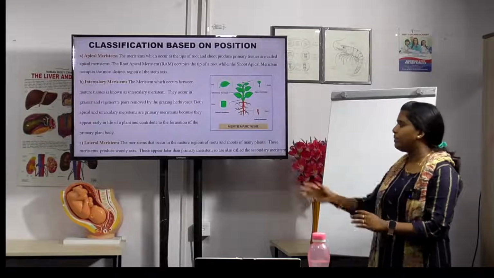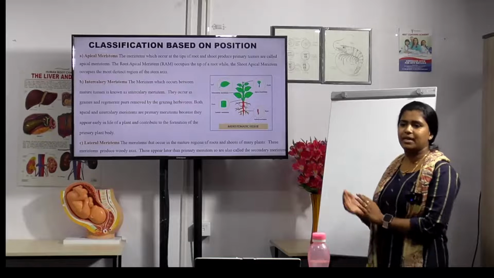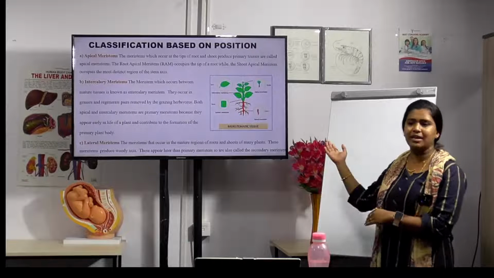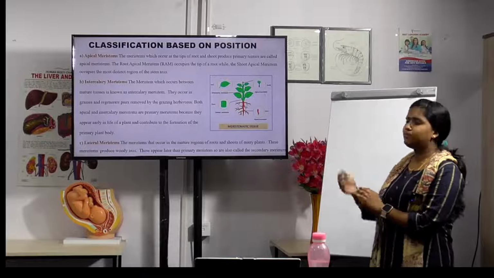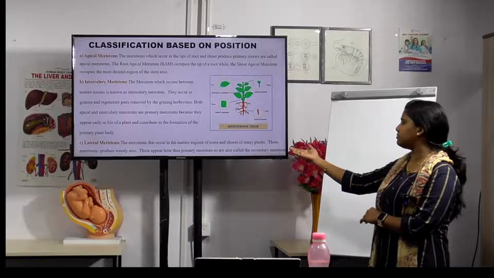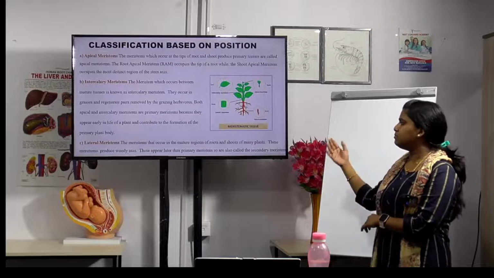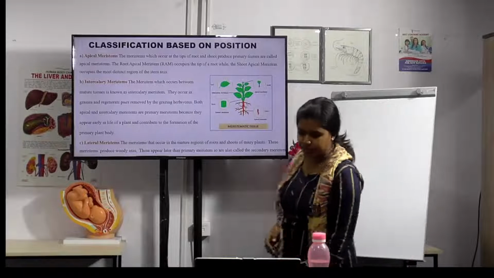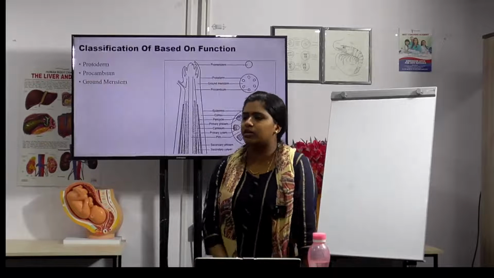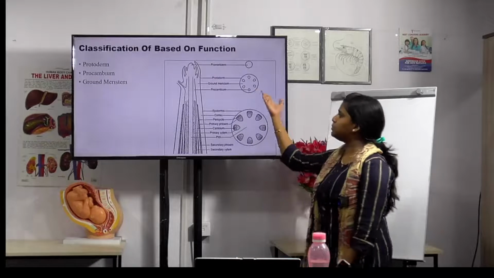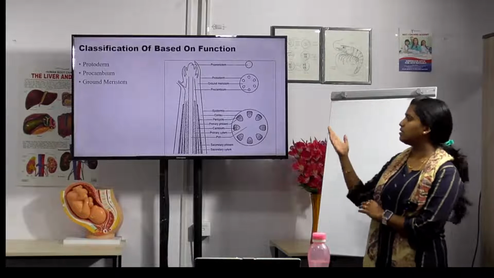But these are secondary meristems, because the lateral meristems will appear only after a certain stage. Okay, and these meristems produce the woody axis, and they appear later than primary meristems, so they are called secondary meristems. Okay, this is based on the positions. Next, based on the functions. That is protoderm, procambium and ground meristem.